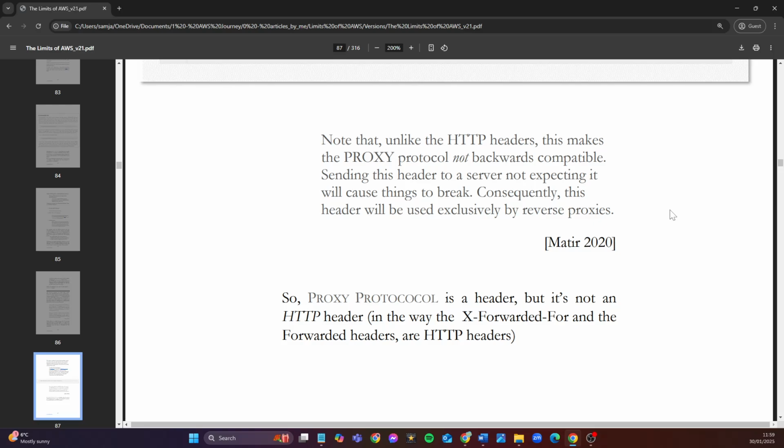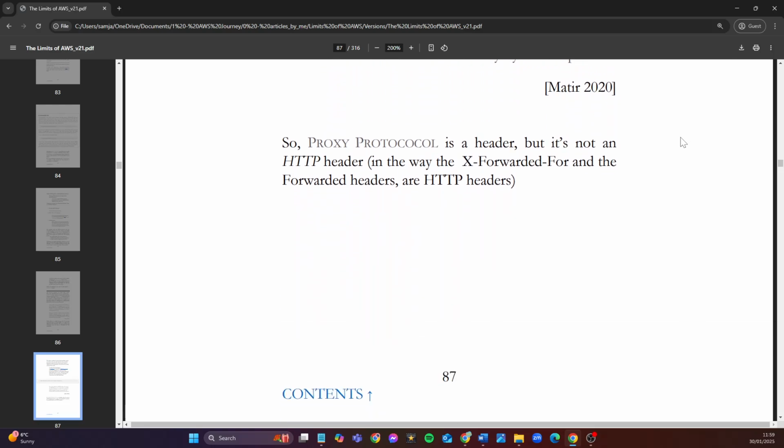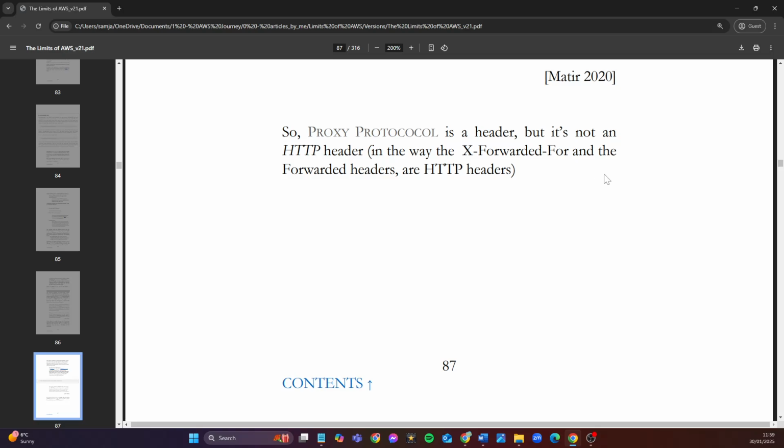Note that unlike the HTTP headers, this makes the proxy protocol not backwards compatible. Sending this header to a server that's not expecting it will cause things to break. Consequently, this header will be used exclusively by reverse proxies. And a reverse proxy is a proxy which, rather than representing the client, represents the server. So, proxy protocol is a header, but it's not an HTTP header in the way the X-Forwarded-For and the Forwarded headers, they are HTTP headers.